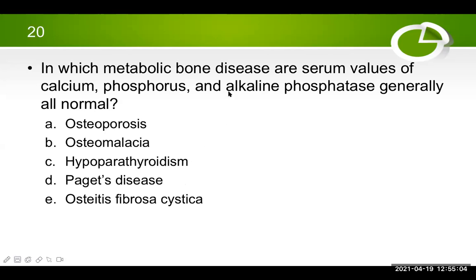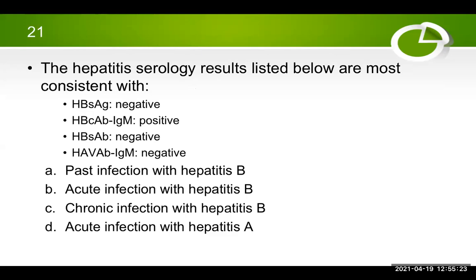Hypoparathyroidism doesn't present like this at all, isn't it? Osteomalacia is a vitamin D deficiency situation, so of course there will be decrease in calcium. So the answer is osteoporosis here. This is the way you can reach the diagnosis. A is the answer. Now, a bit of lab investigation question.